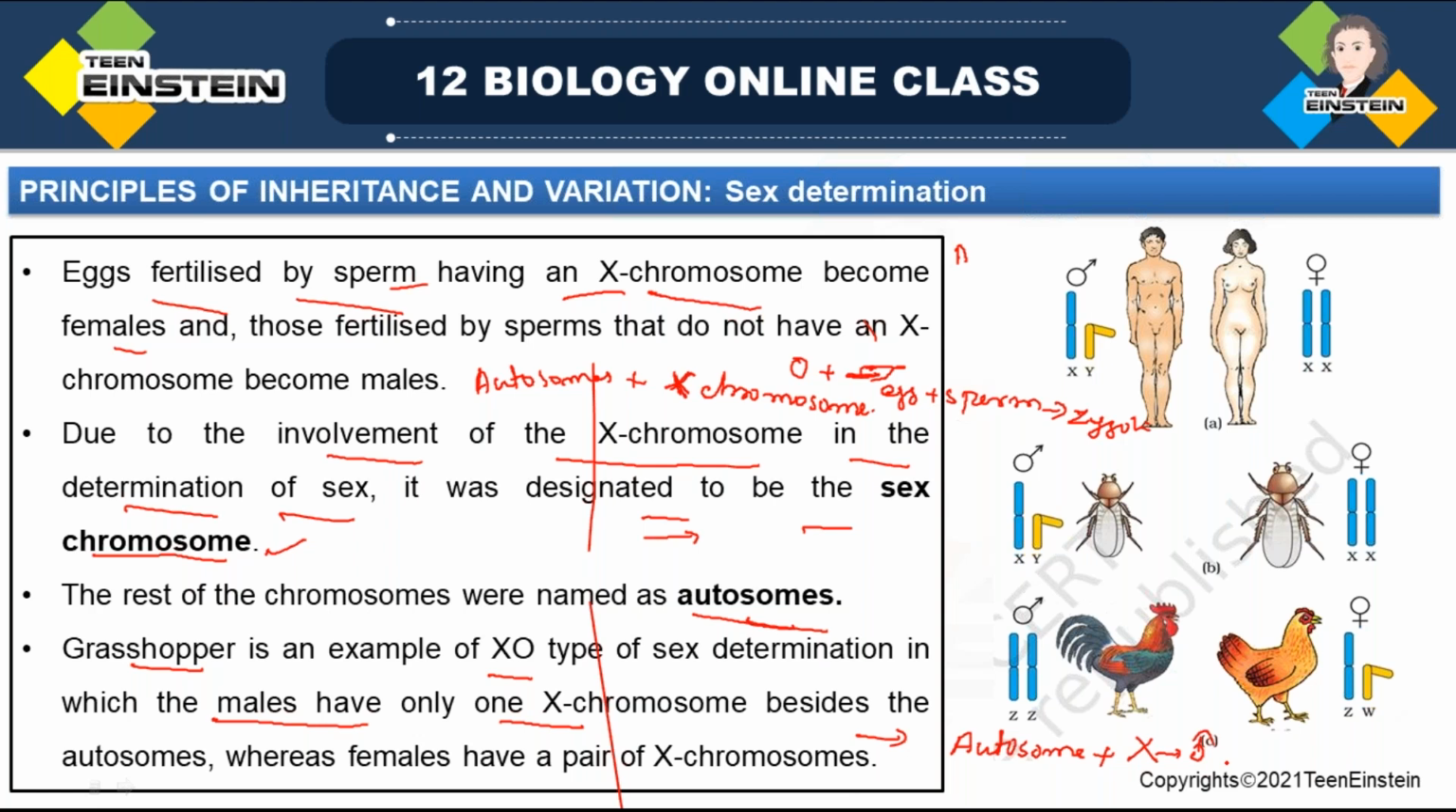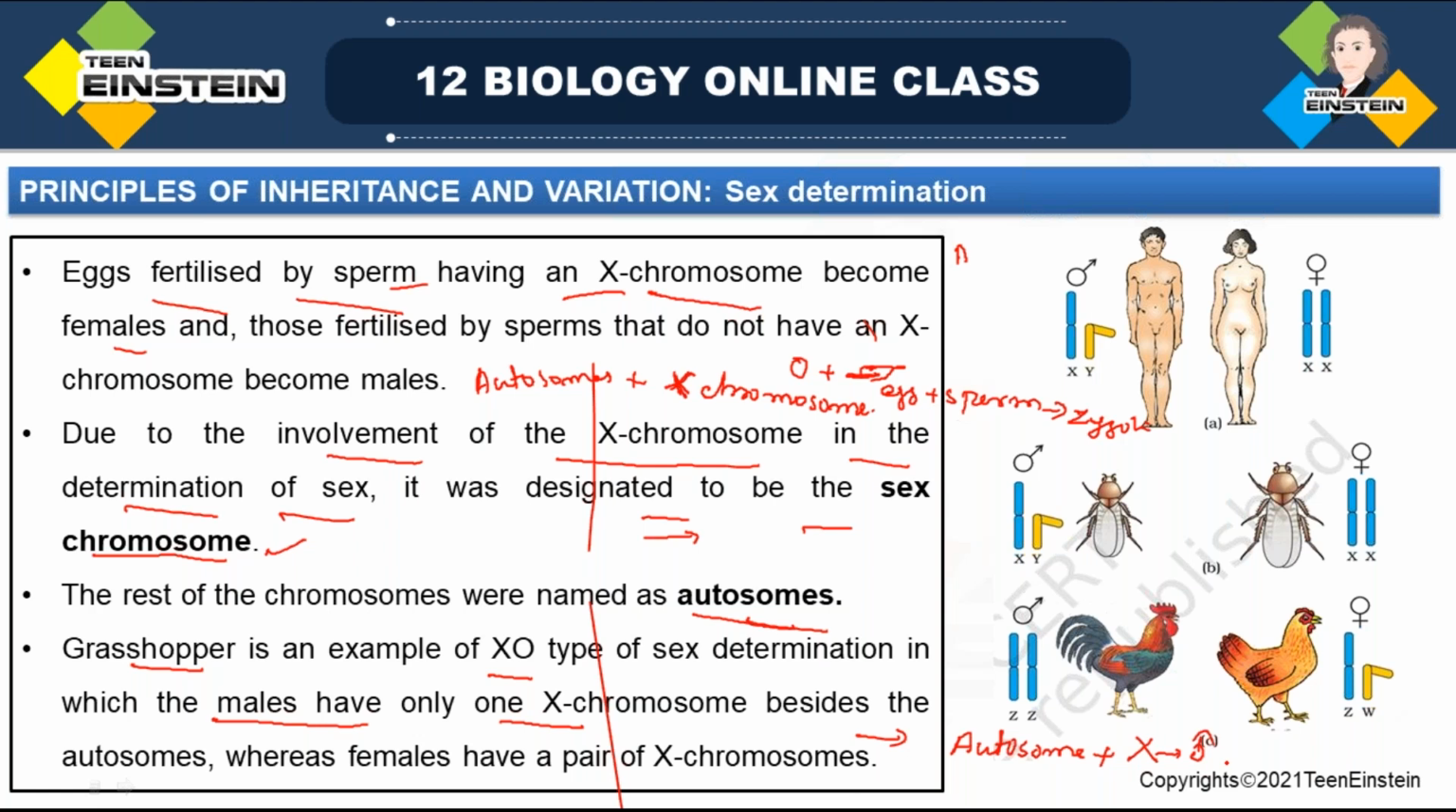So in male and female, the number of chromosomes is not equal. They gave it a name, sex chromosome, and the rest of the chromosomes were named autosomes. Only this chromosome determines the sex of that organism. That's why, because of the involvement of the X chromosome in the determination of sex, it is called the sex chromosome.